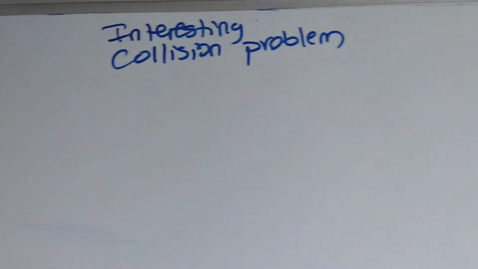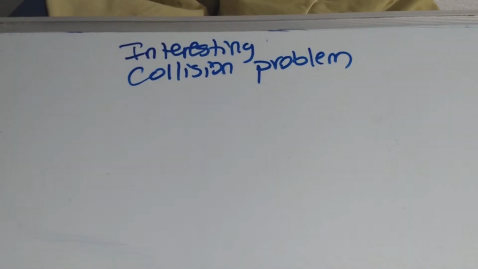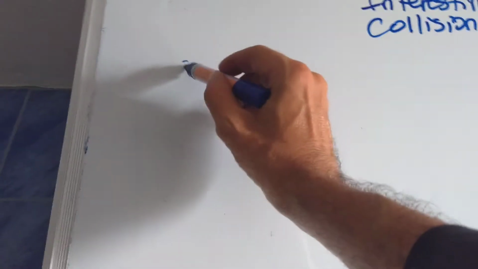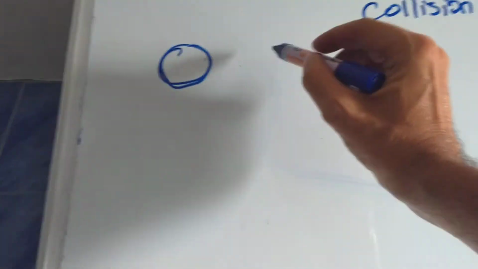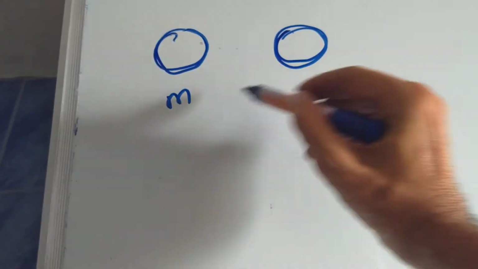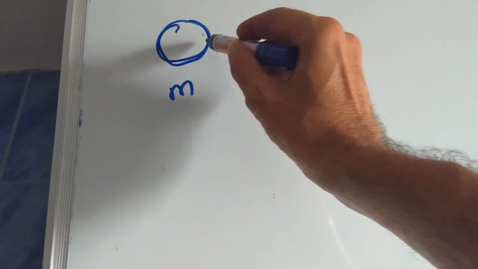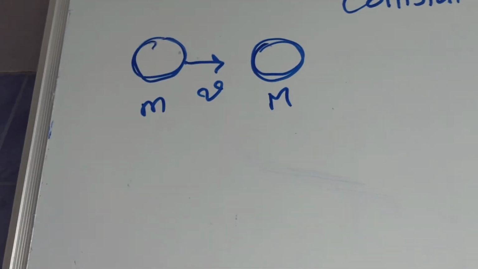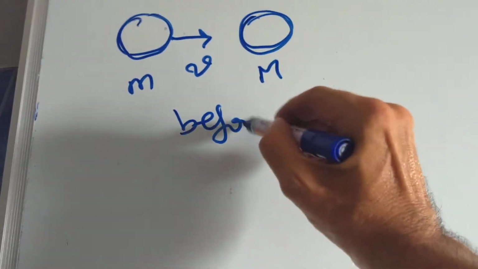Today I've got this interesting physics problem about collisions, and this one has a particularly beautiful solution. So I've got these two balls. One ball has mass little m, the other ball has mass big M. This one has a velocity v. That's the initial setup, so this is before collision.